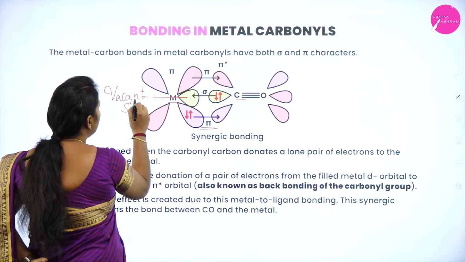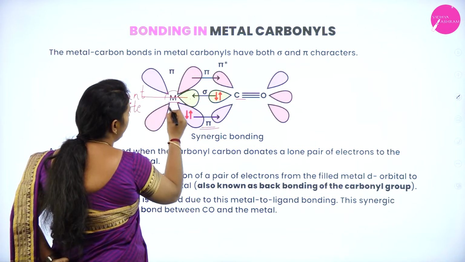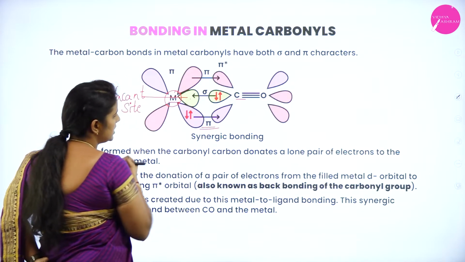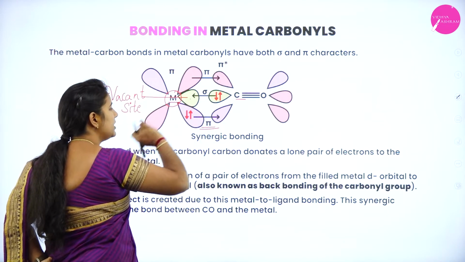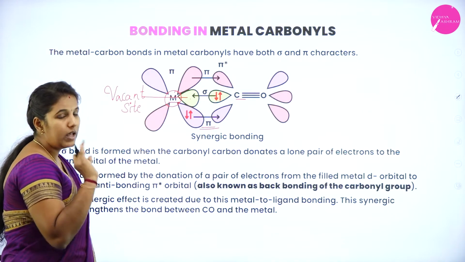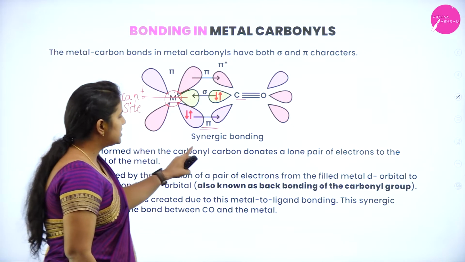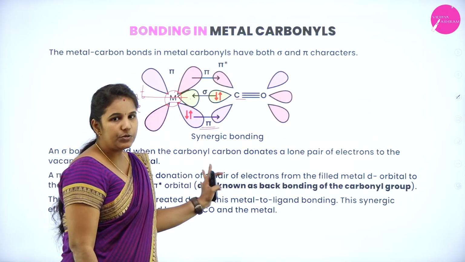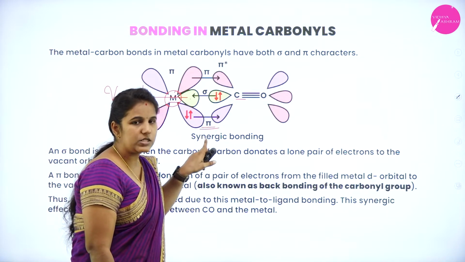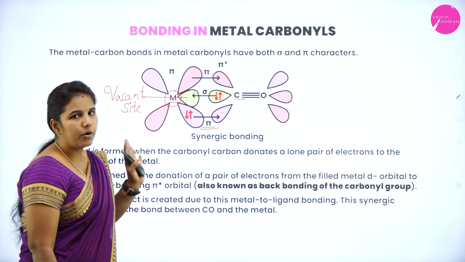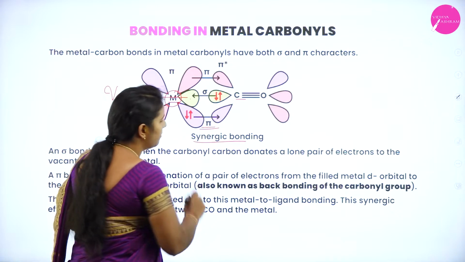the vacant orbitals of the metal, to form a sigma bond. This is how both sigma as well as pi bonds are formed between the metal and the carbonyl. Hence, it is known as synergic bonding, which means that if pi bonding is there, the sigma bond will get stronger. If the sigma bond is there, the pi bond will get stronger. This is said to be synergic bonding.